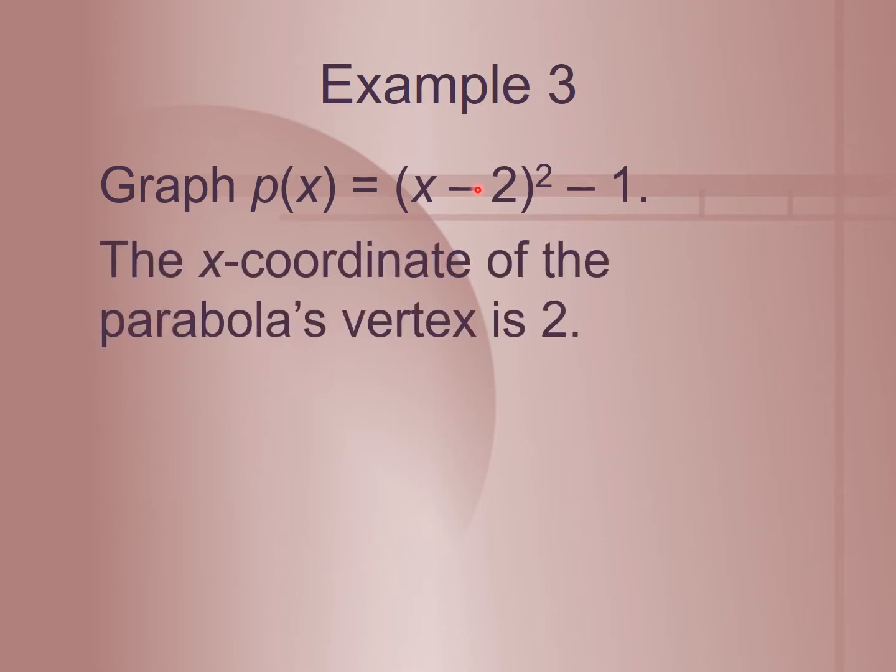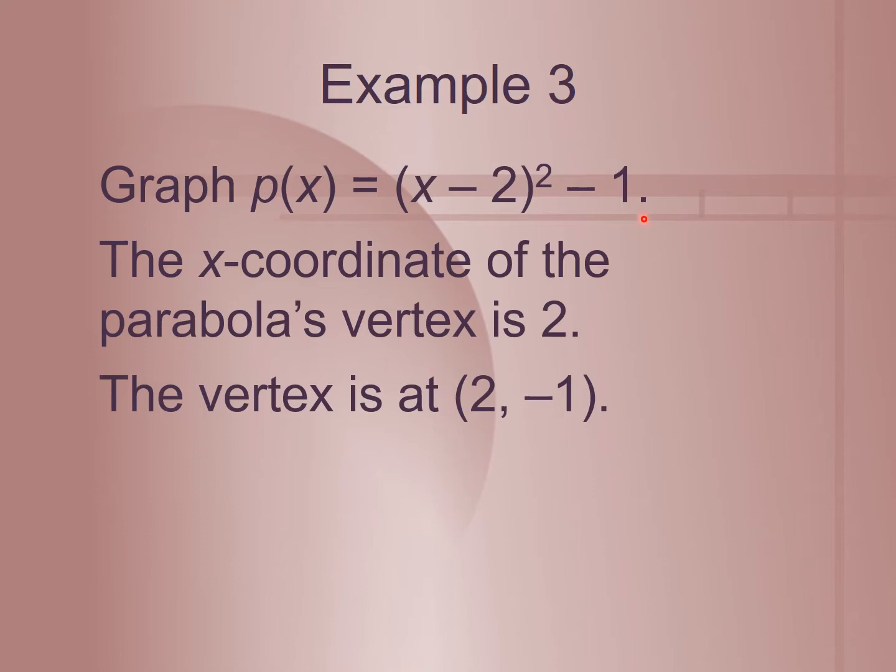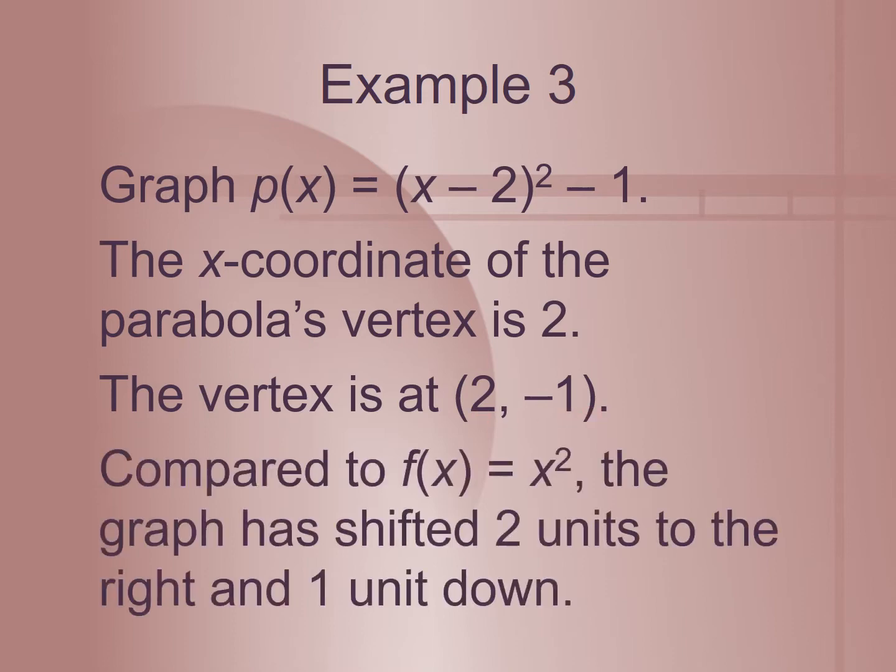So the x-coordinate of our vertex is going to be 2, because x minus 2 equals 0, which means x is equal to 2. And then our y value will be negative 1, because our k value is negative 1. So that means our vertex is (2, negative 1). And then comparing that to our parent function, x squared, if our vertex went from (0, 0) to (2, negative 1), that means it went 2 units to the right and then 1 unit down.